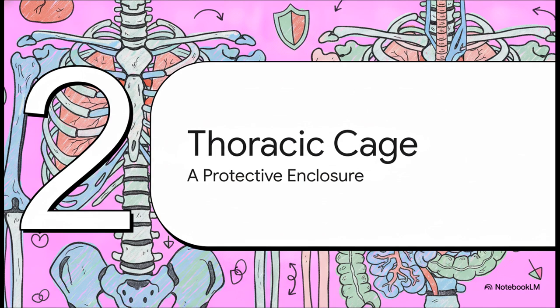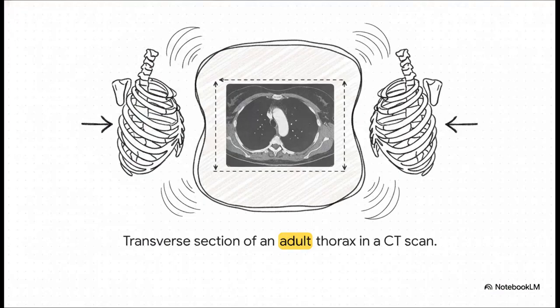Moving on to section 2, the thoracic cage. This is our core protective enclosure. Now, what's really interesting about this CT scan of an adult thorax is the geometry. Do you see how it's kind of kidney-shaped? The width from side to side is actually wider than the depth from front to back. And the reason for this shape is that our ribs are angled obliquely downwards in adulthood. This specific design is what allows our chest to expand out and up, which creates the negative pressure we desperately need to pull air into our lungs.